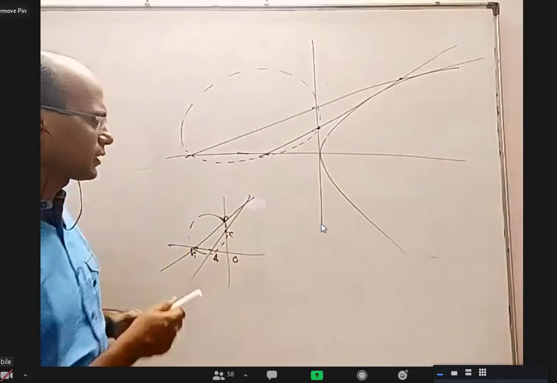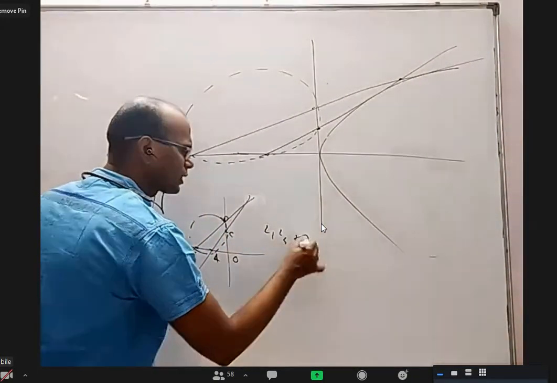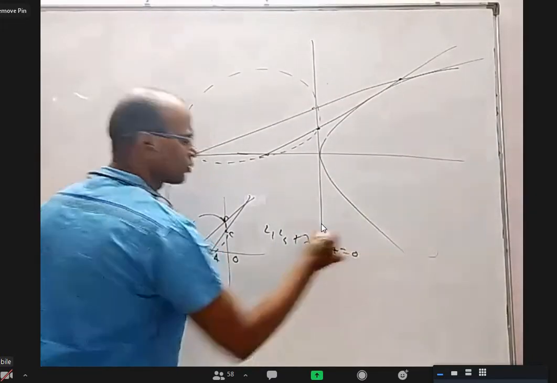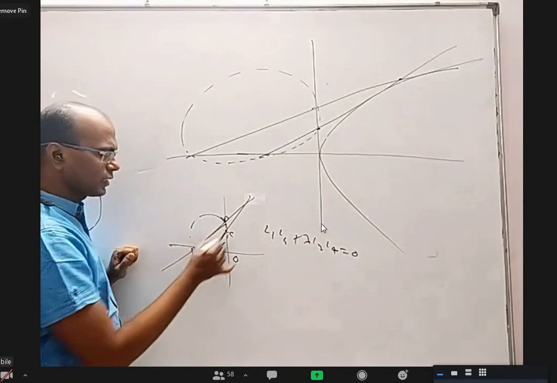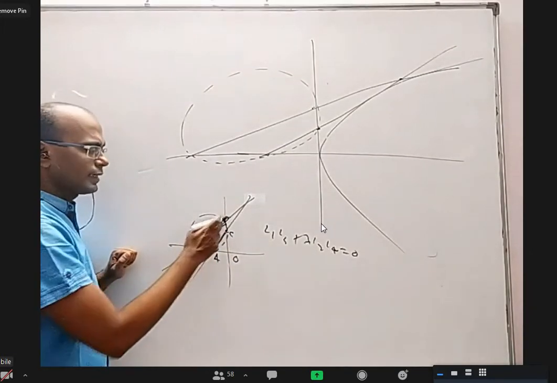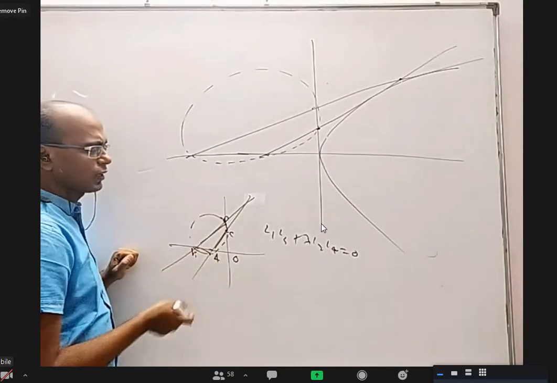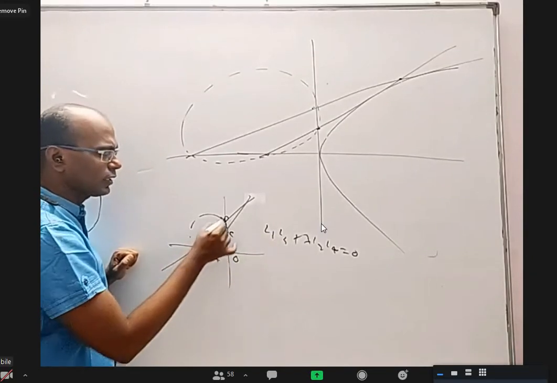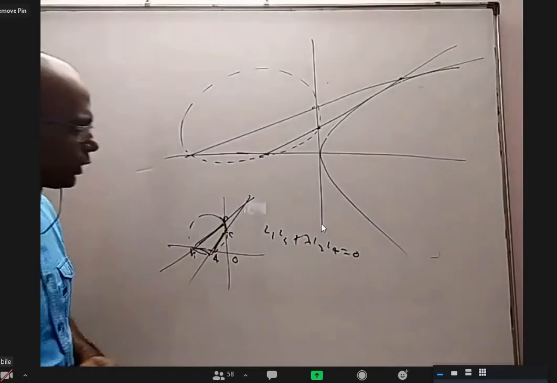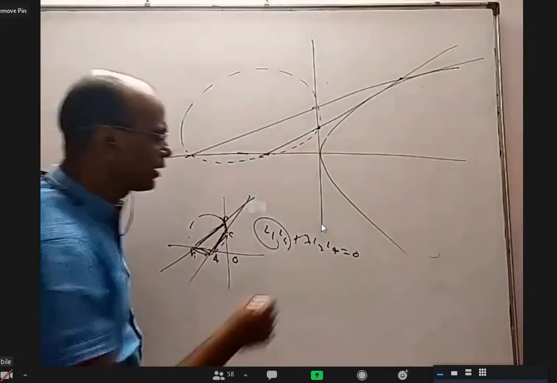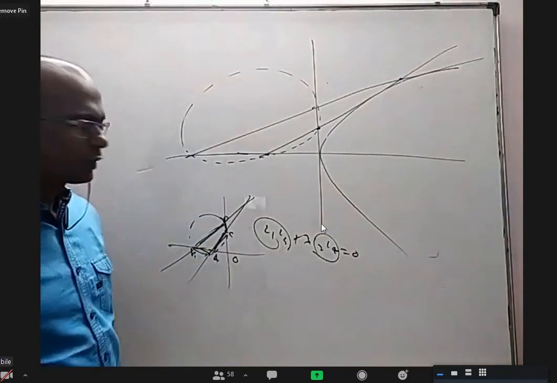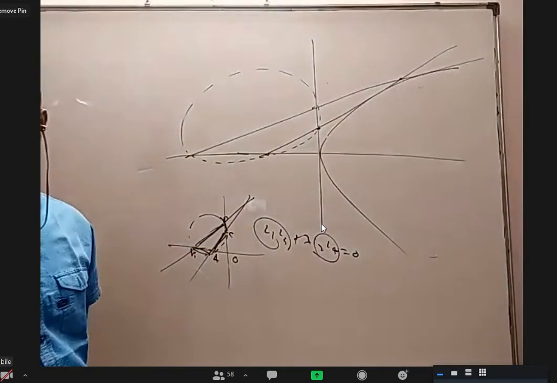Apart from that, in circles we studied L1 L3 plus lambda L2 L4 equal to 0. If there is a cyclic quadrilateral, this is L1, this is L3, this is L2, this is L4. Any circle passing through these four, or any other curve, will be in the form of L1 into L3 plus lambda L2 into L4 equal to 0. So what is L1 into L3? Directly this pair of lines equation only. And what is L2 into L4? The combined equation of x-axis and y-axis.